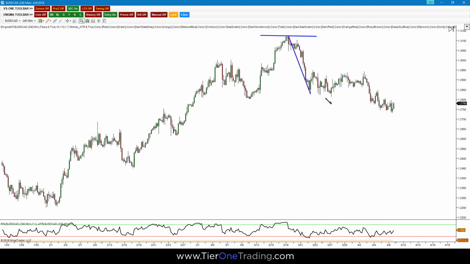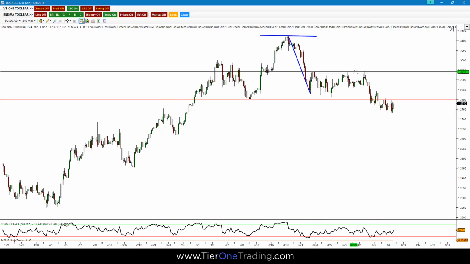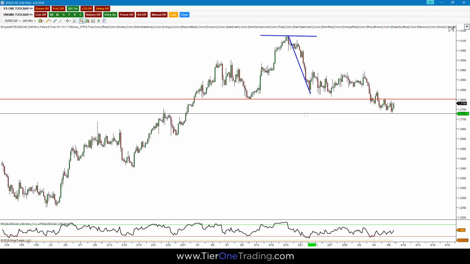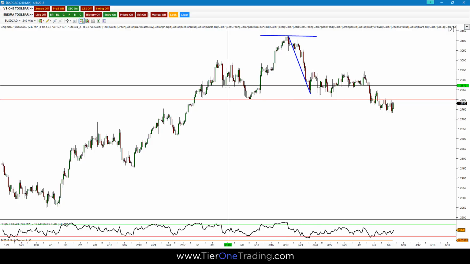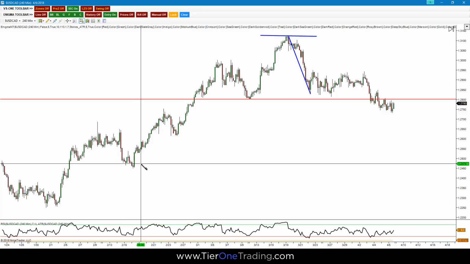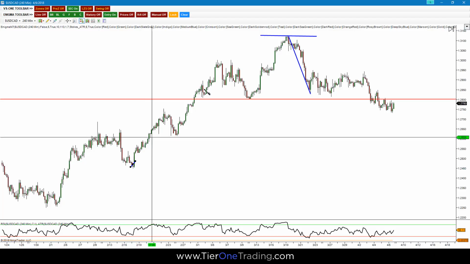And lo and behold, we did see a rejection of our level of support here and a breakout to the downside. And in doing so, we formed what is called a head and shoulders pattern. And a head and shoulders pattern is not as complicated as it sounds. It looks something like this, right?